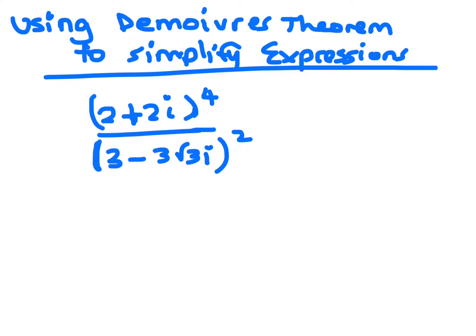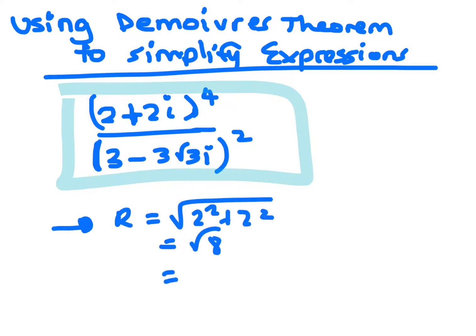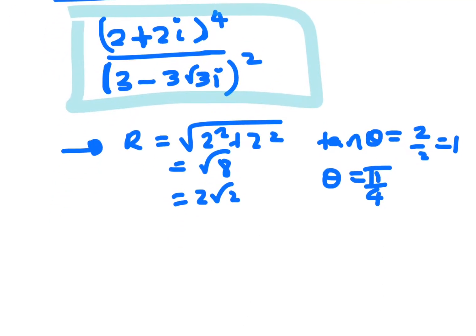Now, you could expand all this to simplify it and then realise the denominator, but it's much easier than doing that. It's a lot easier just to change it to mod arg form first. So if you change it to mod arg form, the first one would be the square root of 2 squared plus 2 squared, which is root 8, or 2 root 2. And tan theta will equal 2 on 2, which is 1. So that means theta is equal to pi on 4.